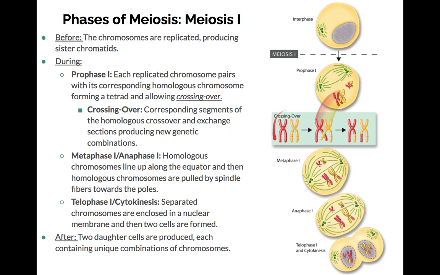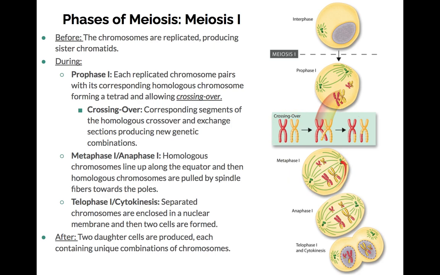So here we have your chromosome pairs. Here we have what we call a tetrad, as they are joining together and then crossing over, where the corresponding segments of the homologous chromosomes cross over and exchange sections to produce new genetic combinations. So here, these 2 chromosomes had different genetic combinations than these 2 did.